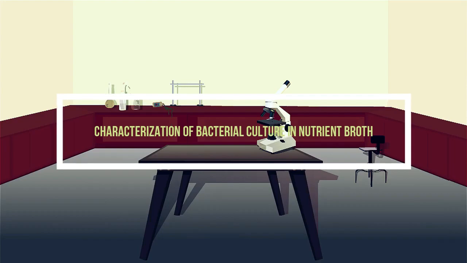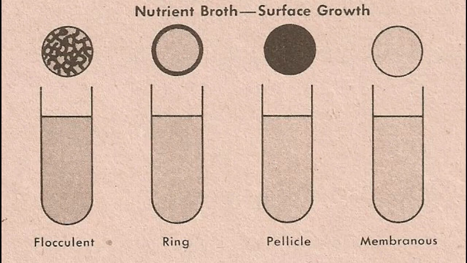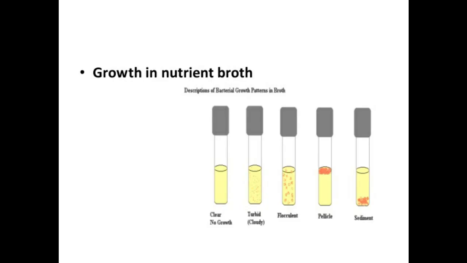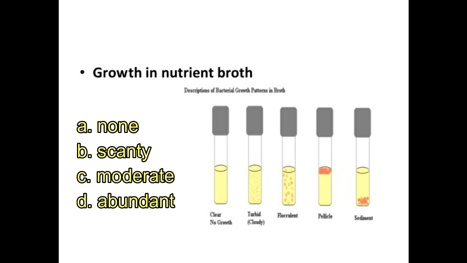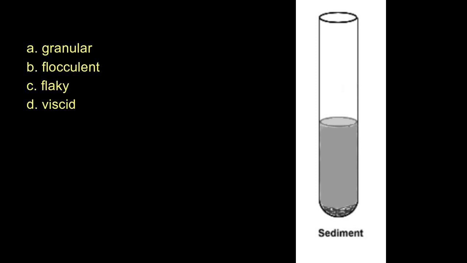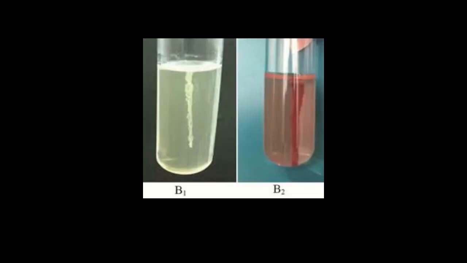Characterization of bacterial culture in nutrient broth. Surface growth may either be flocculent, ring, pellicle, or membranous. Subsurface growth, if present, should be defined as turbid, flocculent, flaky, or granular. Amount of growth can be listed as none, scanty, moderate, or abundant. Sediment, if present, can be described as granular, flocculent, flaky, or viscid. For pigmentation of the bacterial culture in nutrient broth, it is done the same way as we define agar plates.